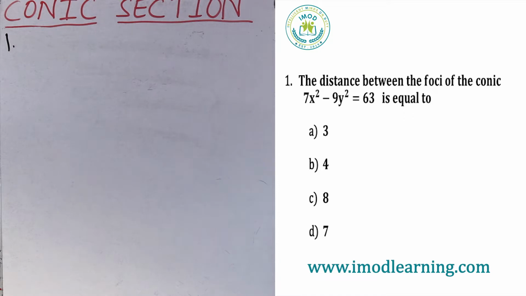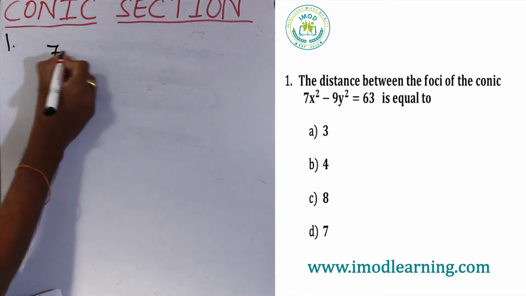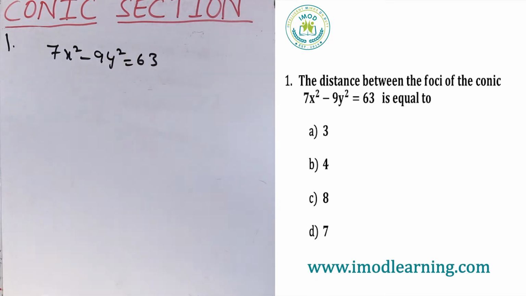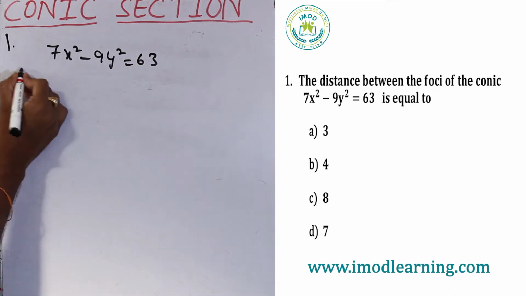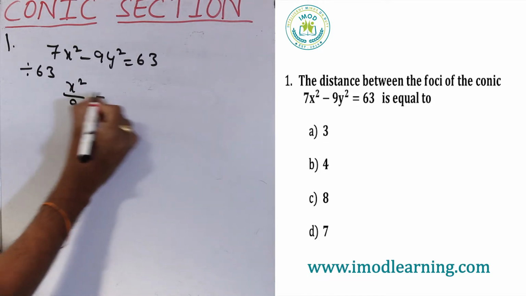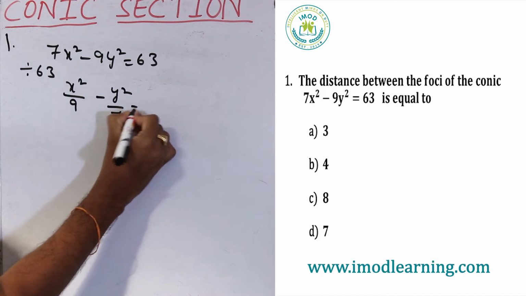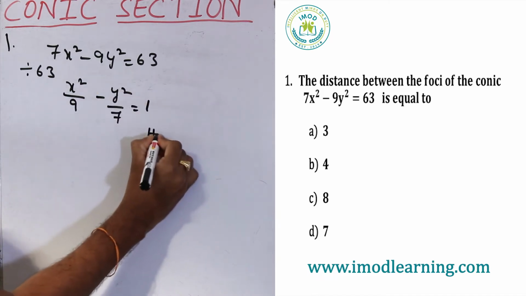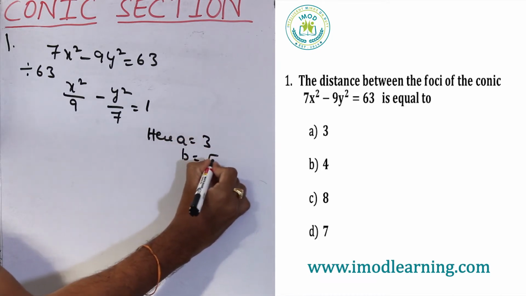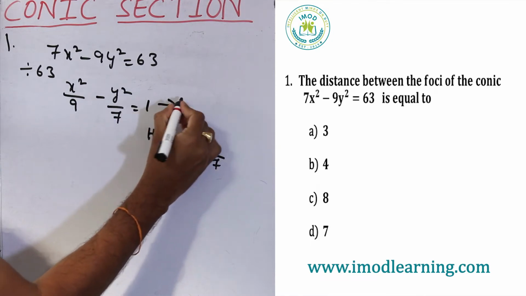The distance between the foci of the conic 7x square minus 9y square which is equal to 63 is. I need the focal distance. So consider 7x square minus 9y square equal to 63. First convert to standard form, divided by 63. So x square divided by 9 minus y square divided by 7 which is equal to 1. Here a is equal to 3, b is equal to root 7, which is a hyperbola.